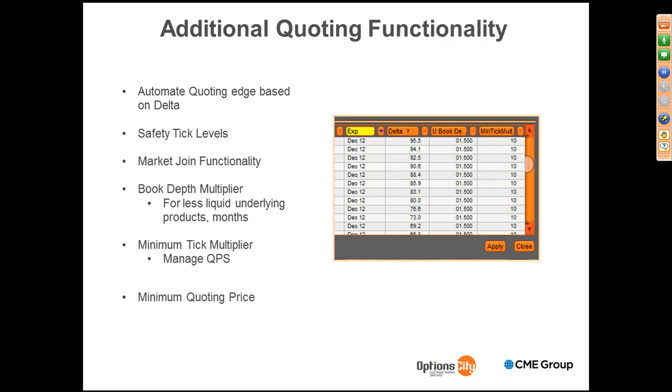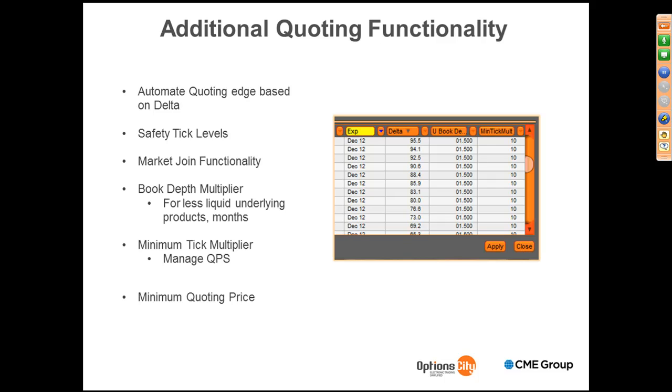And I can also do it based on delta, which is important for the next topic, the minimum tick multiplier. And this is something we have to help you manage your QPS. You can set it so you're only adjusting your bid or offer quote if there's that big of a move. So for your deep in the money options, your high delta stuff, it may be quoted wide, and you may not need to update your quotes based on every small move, and you can start managing your QPS this way.